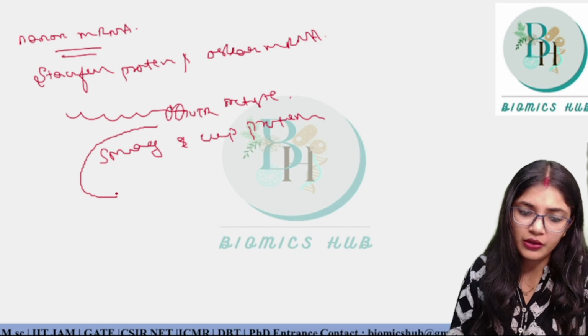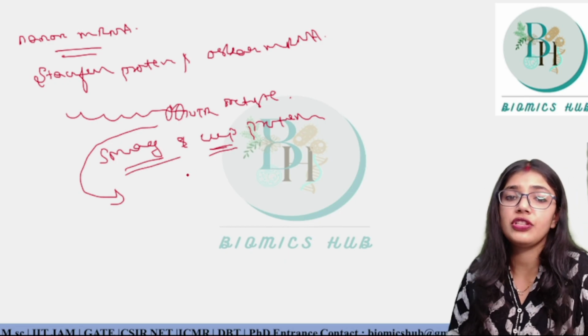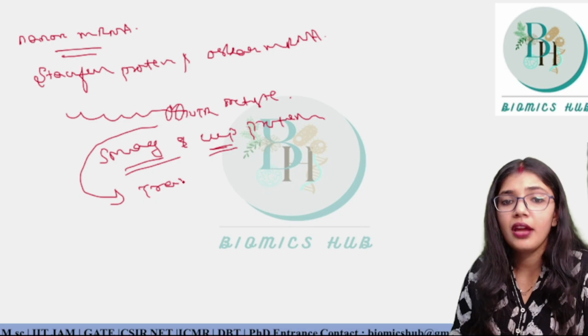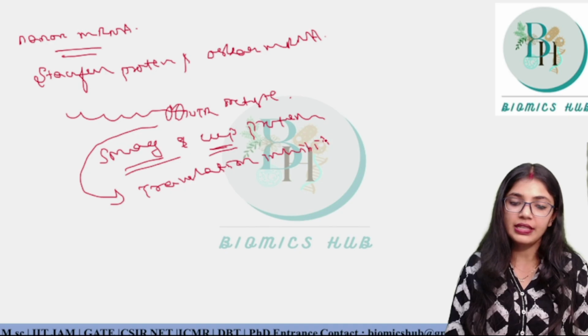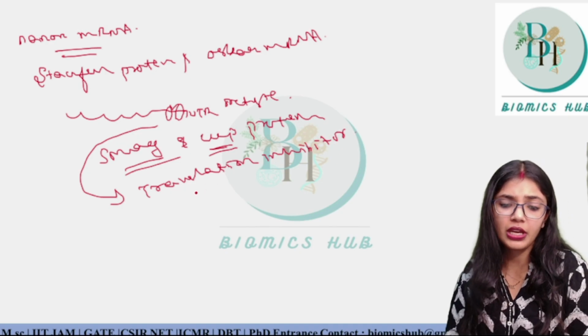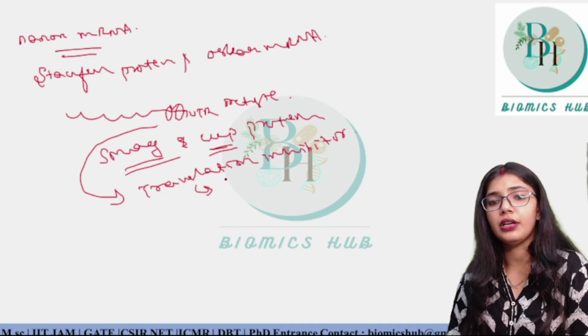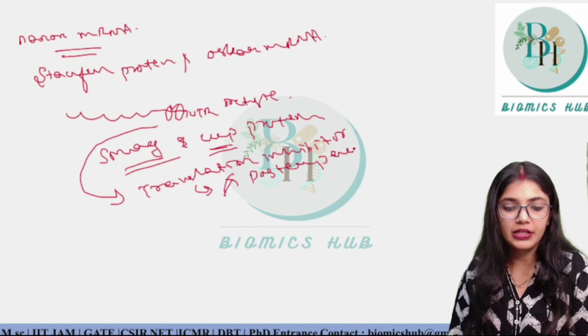So what is this? This SMAG protein and the CUP protein which are present are working as a translation inhibitor, due to which it cannot form the posterior part. So here there will be no posterior part present.